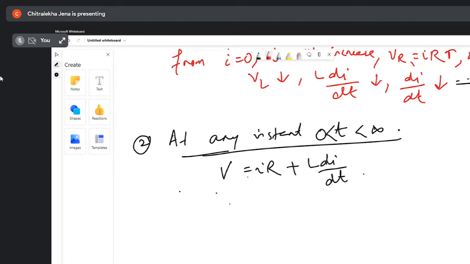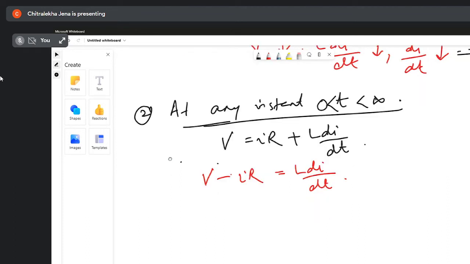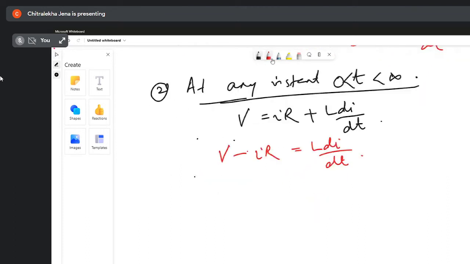Neither of them is 0. Neither VR is equal to 0 nor VL is equal to 0. So I can write down V minus IR is equal to how much? L di by dt. Clear? Okay. So now all of you write with me. Wherever you are not able to write, tell me. I will stop there.